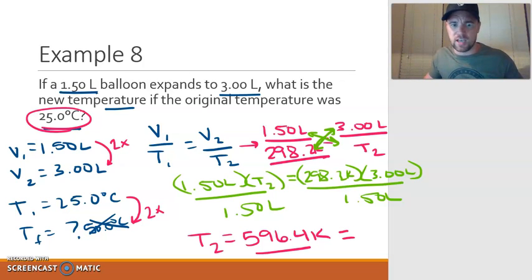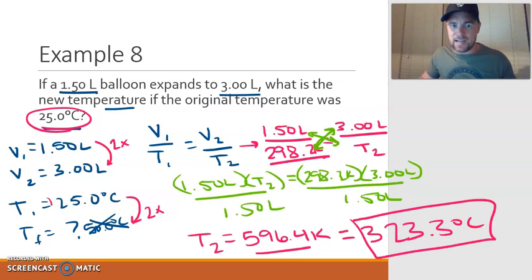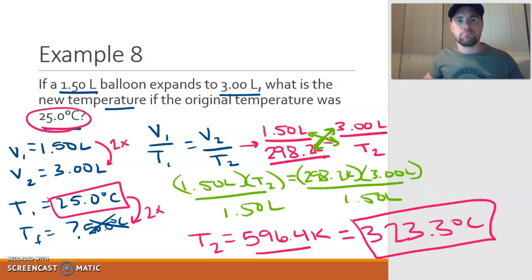So I'm going to convert this Kelvin back to Celsius by subtracting 273.15. And I end up getting that my new temperature in Celsius is approximately 323.3 degrees Celsius. You can see that it's not the Celsius that doubles, it's the Kelvin that doubles. So keep that in mind. All right, we're going to continue with the change gas laws in the next video.